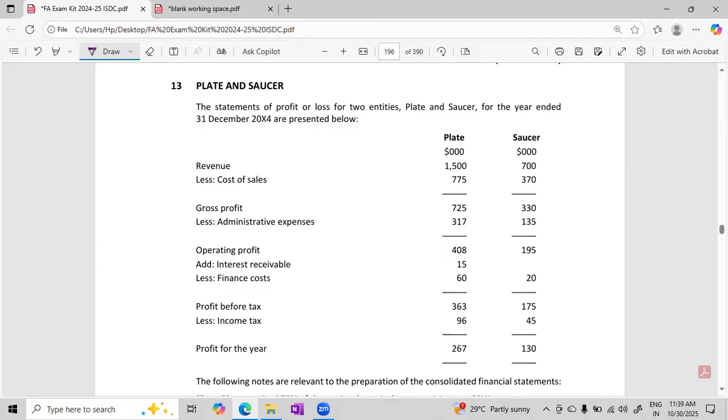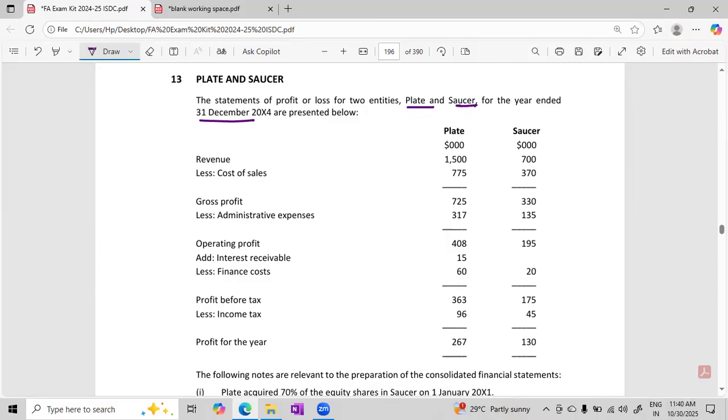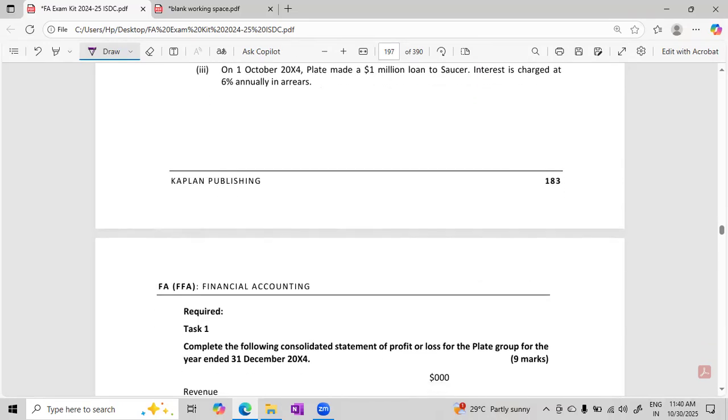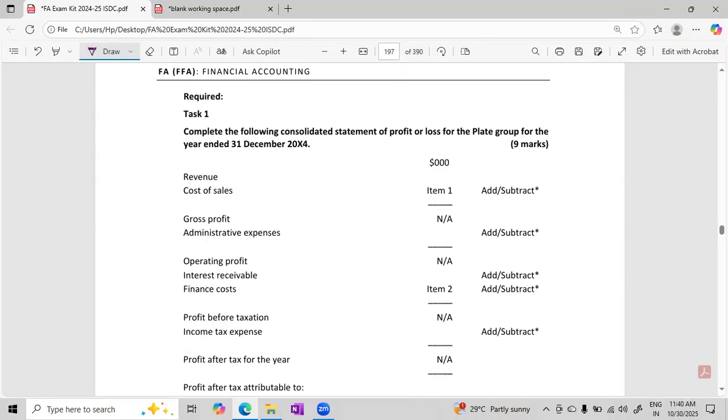So let's get started. We have two entities, Plate and Saucer, and their year end is 31 December 20x4. Note this year end because it's very crucial. We have been given the statement of profit and loss: revenue, cost of sales, operating profit, and finally the profit. Then we are given a few notes. So let's see what the first requirement is. We have to prepare the consolidated statement of profit and loss for the Plate group.